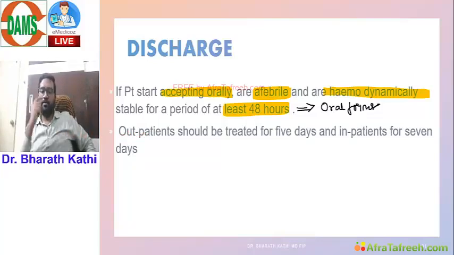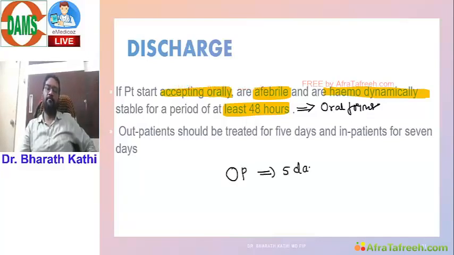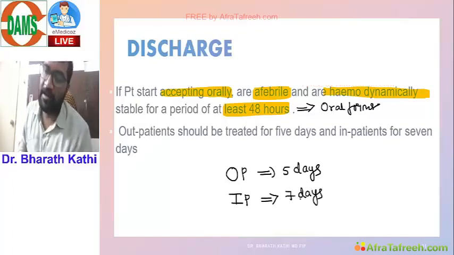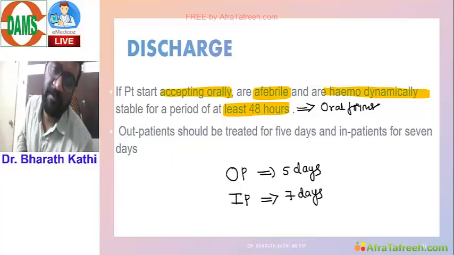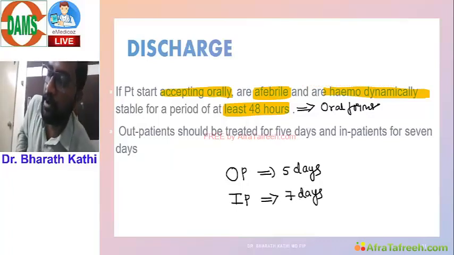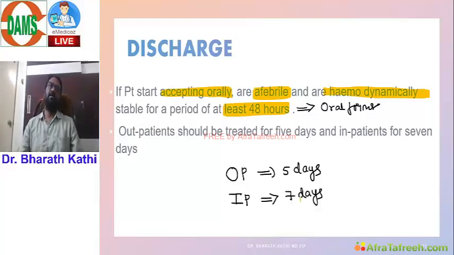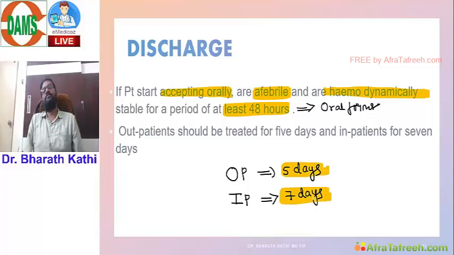Then what is the duration of treatment? In outpatient, we generally should give only 5 days, whereas in inpatient, the duration of antibiotics is usually 7 days. Again, very important. For how many days should you give antibiotics for a patient treated on outpatient basis? 5 days. In inpatient, for how many days?